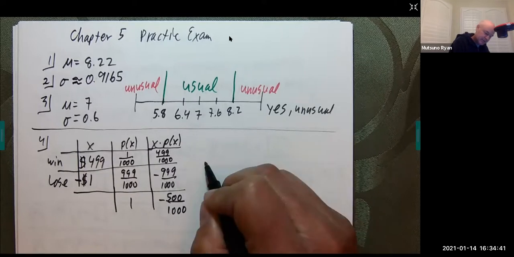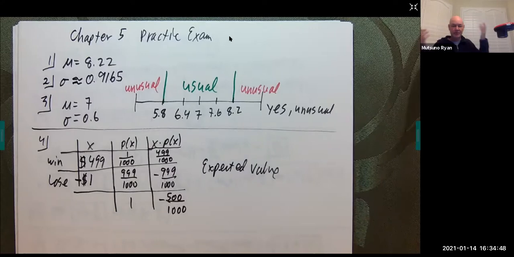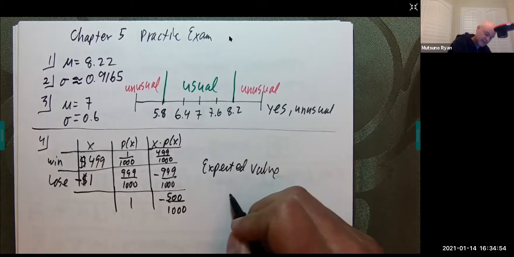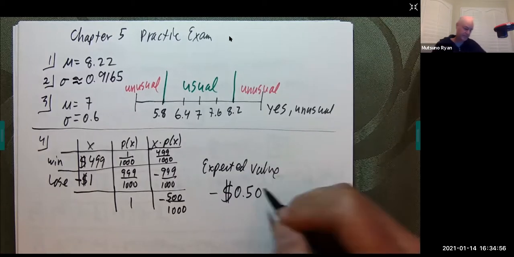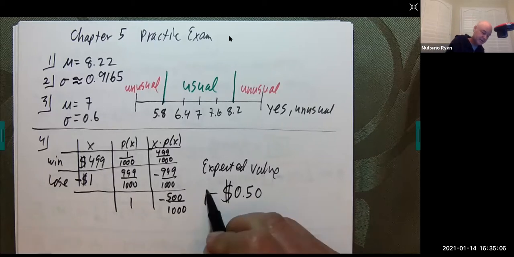So my expected value, meaning if I play this game 10,000 times, 100,000 times, what do I expect to have at the end of all of it, is that I'm going to be down 50 cents. Meaning I'm going to lose quite a few times, and then every once in a while I'll win. And so it kind of balances it out. So that's our answer here.